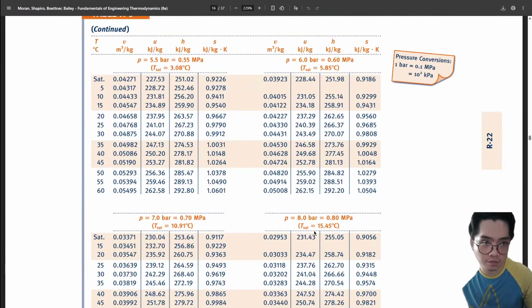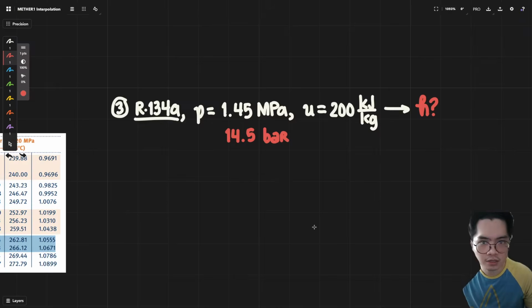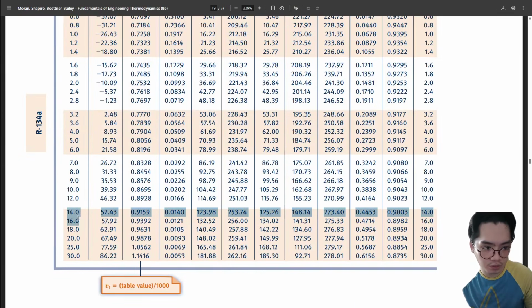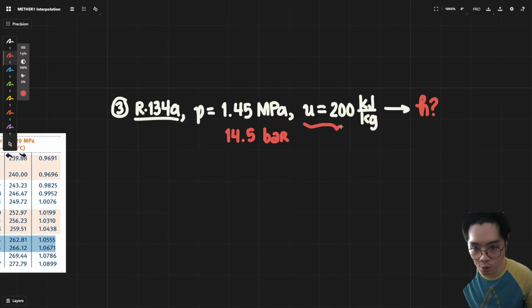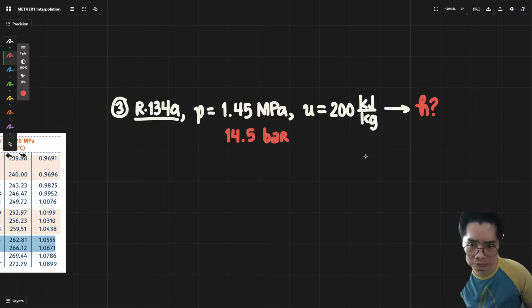This is R134A. Now, we will look at 14.5 bar. That is the pressure table, and surprise, surprise, there is no row for 14.5. There's only 14 and 16. What's worse is you are given a U, not a P, not a T, which most likely guarantees it to be superheated vapor. But in this case, you're given a value of U. No, this is not great.